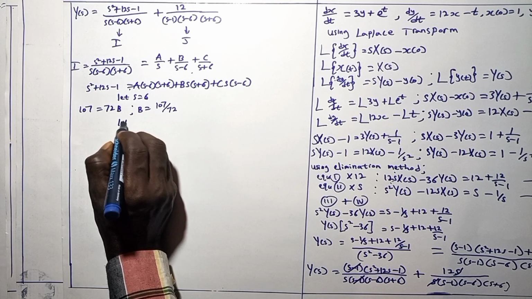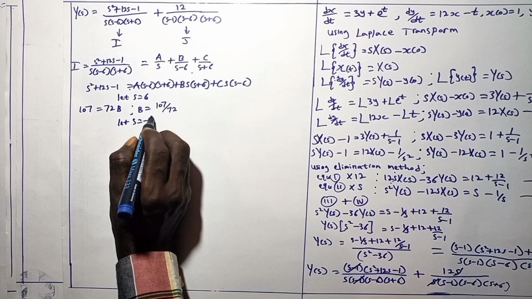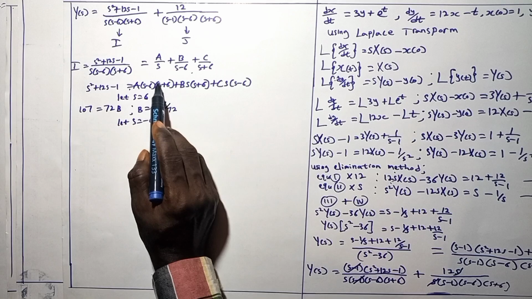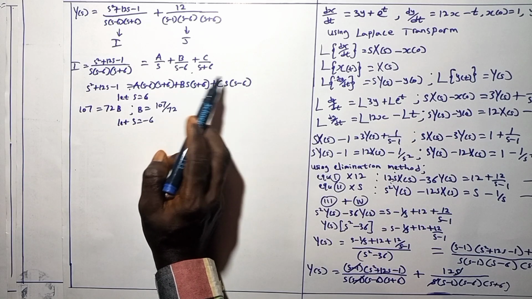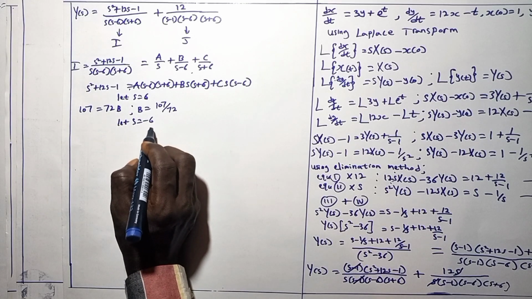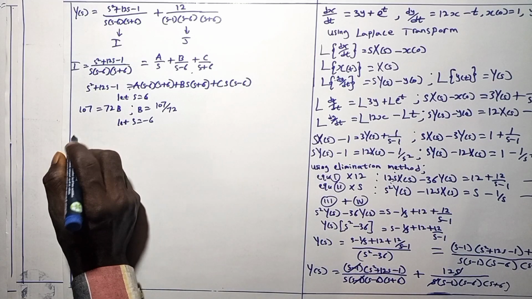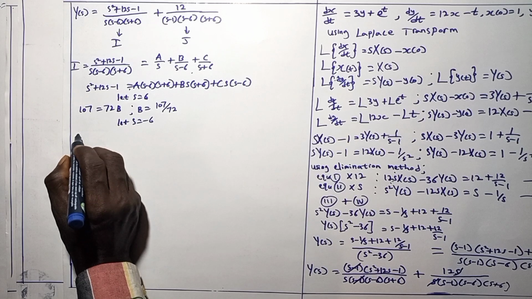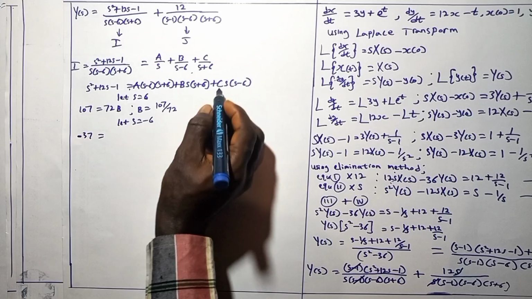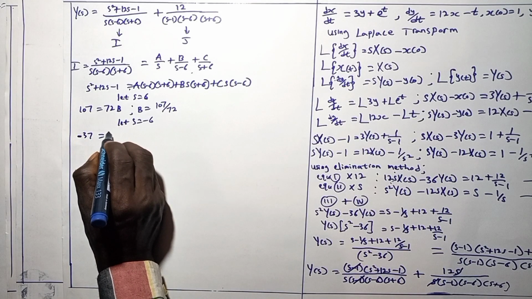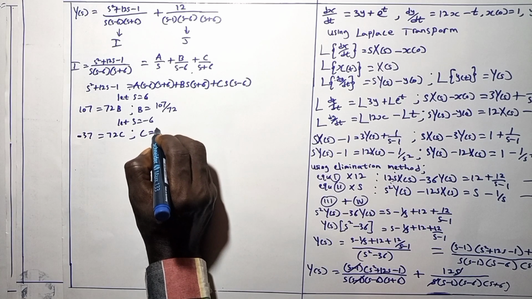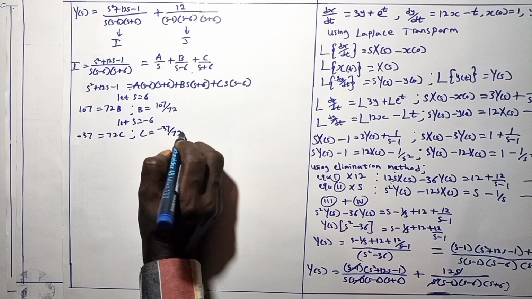So let's get another unknown. Let's say s is equal to minus 6. If I take s equal to minus 6, this will be eliminated as well, and this will be eliminated. Only C will stand. So anywhere we see s, we are inserting minus 6. When you do that, the left-hand side gives minus 37. C becomes 72, so C becomes minus 37 over 72.